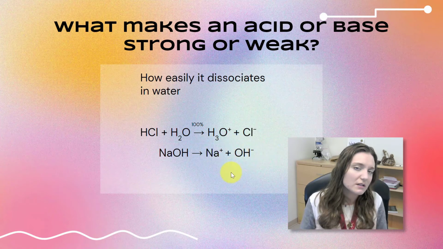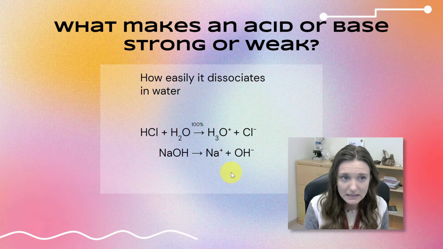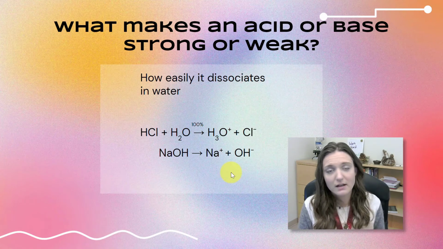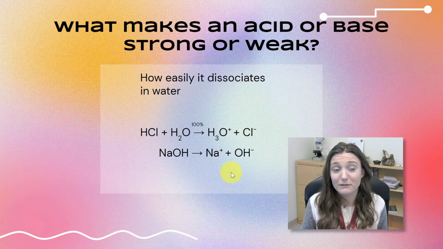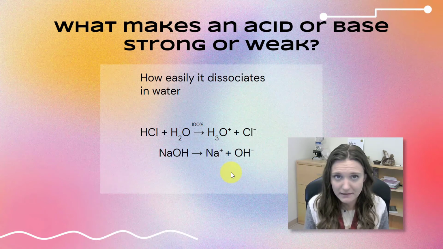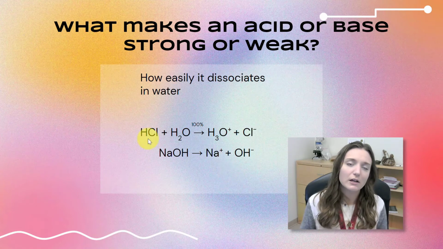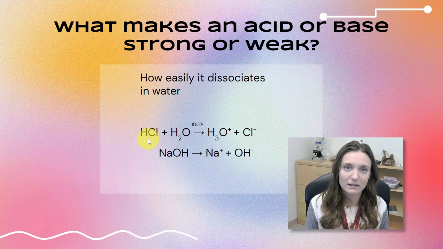Okay, so that's not true of all acids or bases. Not all of them will easily dissociate in water. So if only maybe 50% of them dissociate, it'd be a relatively weak acid or base. Okay, so that's the percentage of the molecules that dissociate, which makes an acid strong or weak, or a base strong or weak.